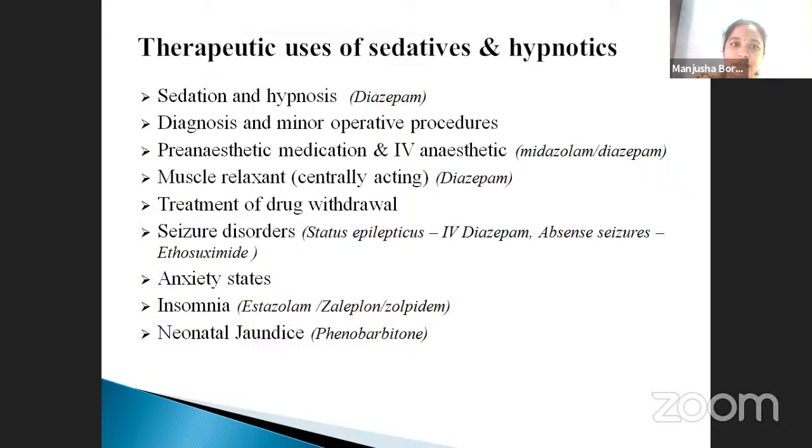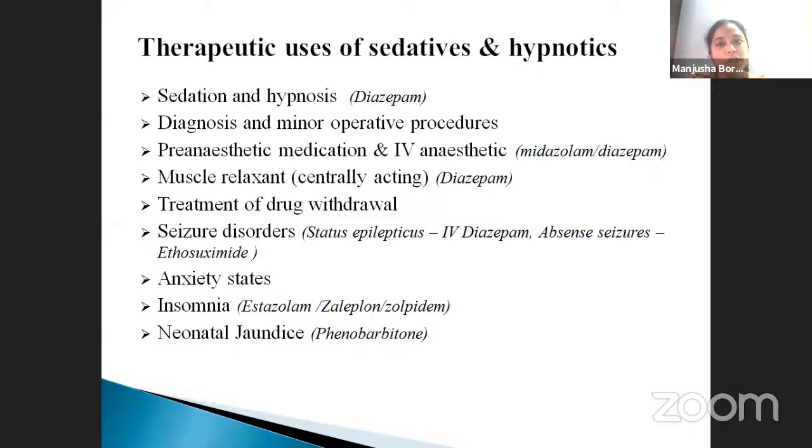Sedative and hypnotic drugs produce sleep and also increase the sleep time. Also, benzodiazepines are used for diagnostic purposes and many minor operative surgical procedures like fracture reductions or endoscopic procedures. These sedative hypnotic drugs like midazolam or diazepam are used as pre-anesthetic medications and IV anesthesia because of their sedative, anxiolytic, and amnesic properties.